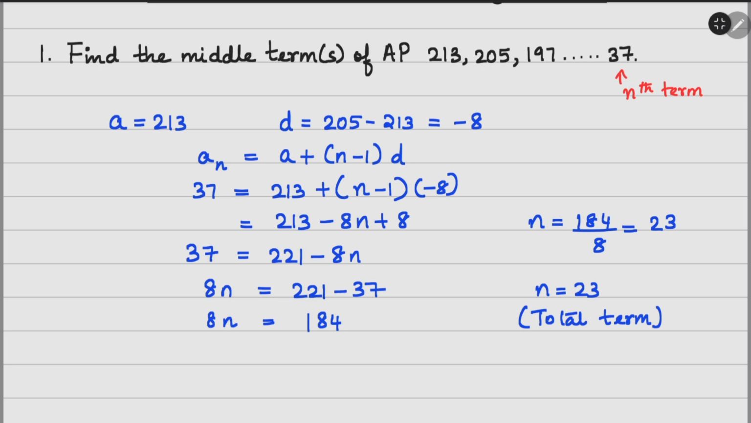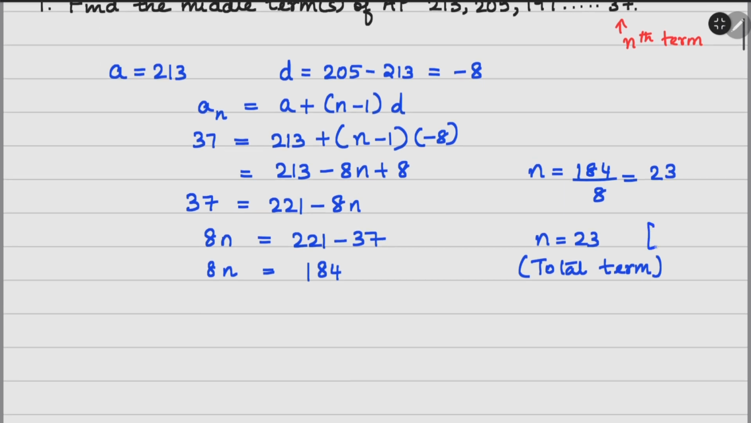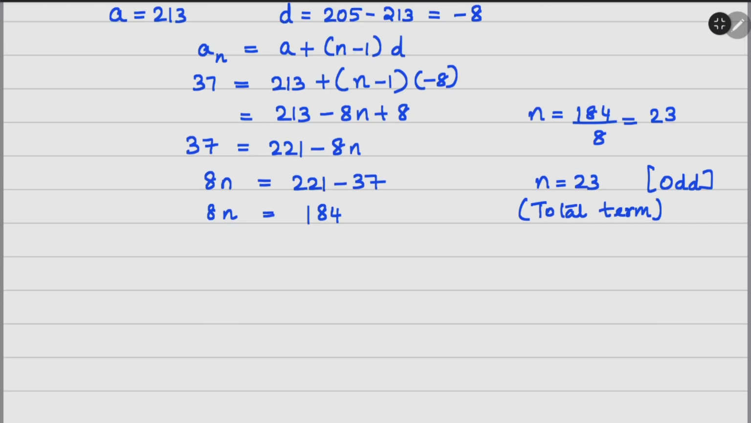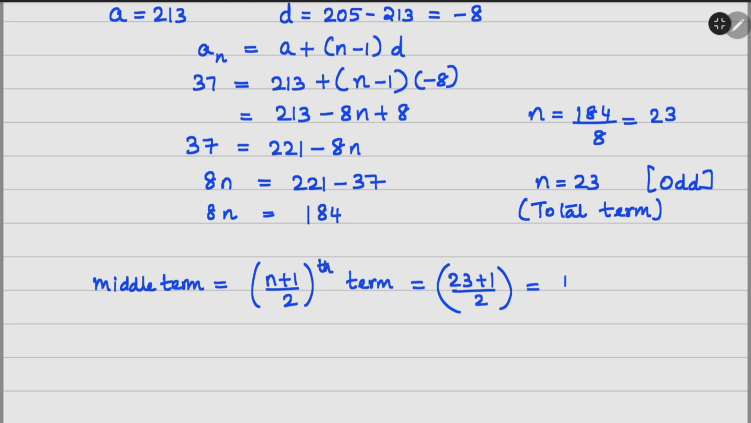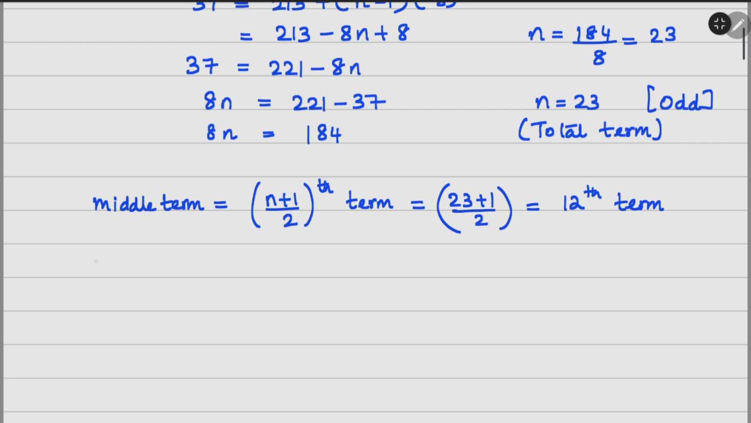Now, this n happens to be odd, so you will have only one middle term. Let me write it here. The middle term will be the n plus 1 by 2 term. What is our n here? n is 23. So 23 plus 1 by 2 is 24 by 2. That is, the 12th term will be your middle term. Let's find out what that 12th term is.